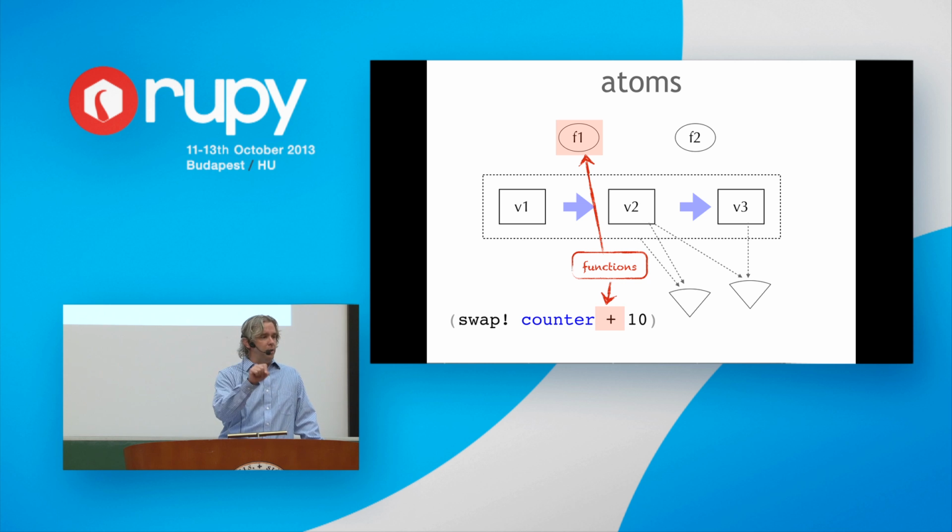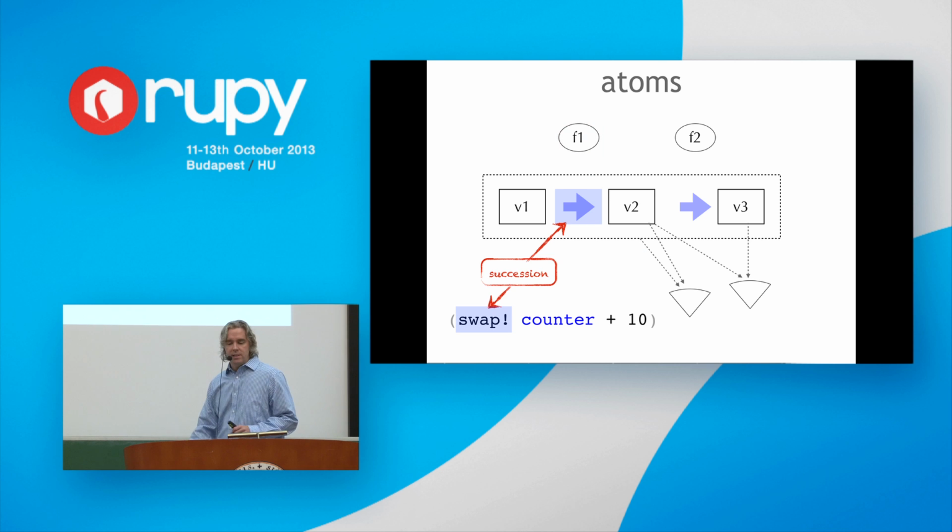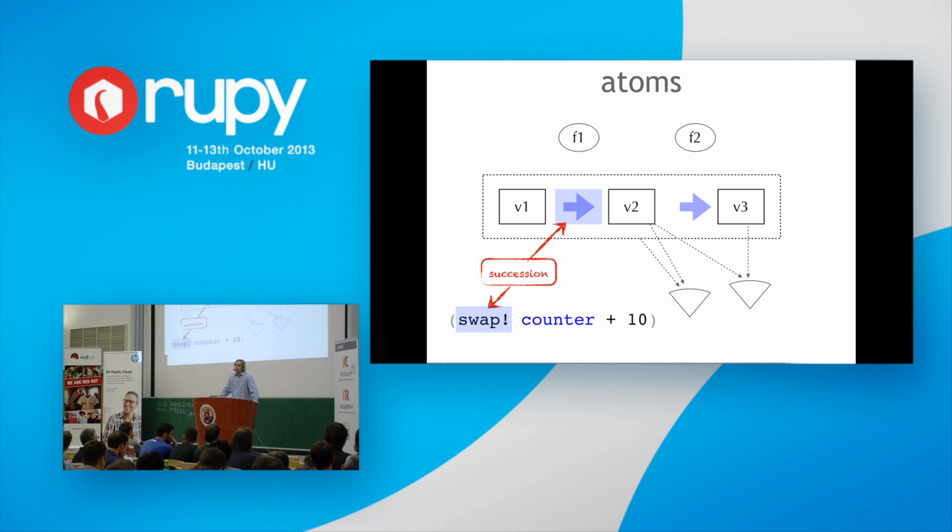So from one value via a pure function to another value. And then there is some succession function that says, what are the semantics of succession? And in this case, the semantics of succession are, we want to atomically replace. This is an atom, so swap is atomically replace based on this function. Now, that probably doesn't seem terribly exciting.